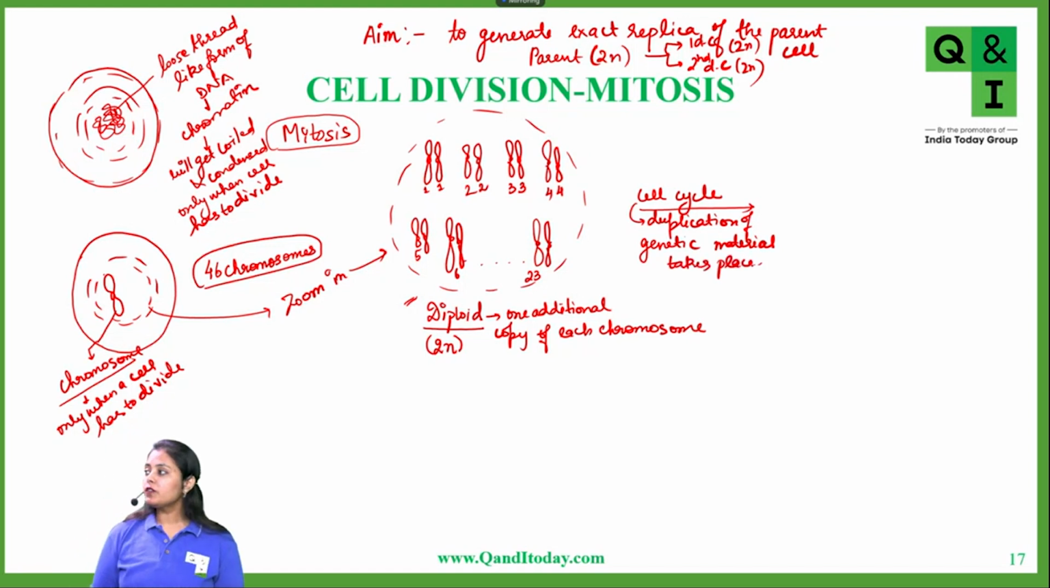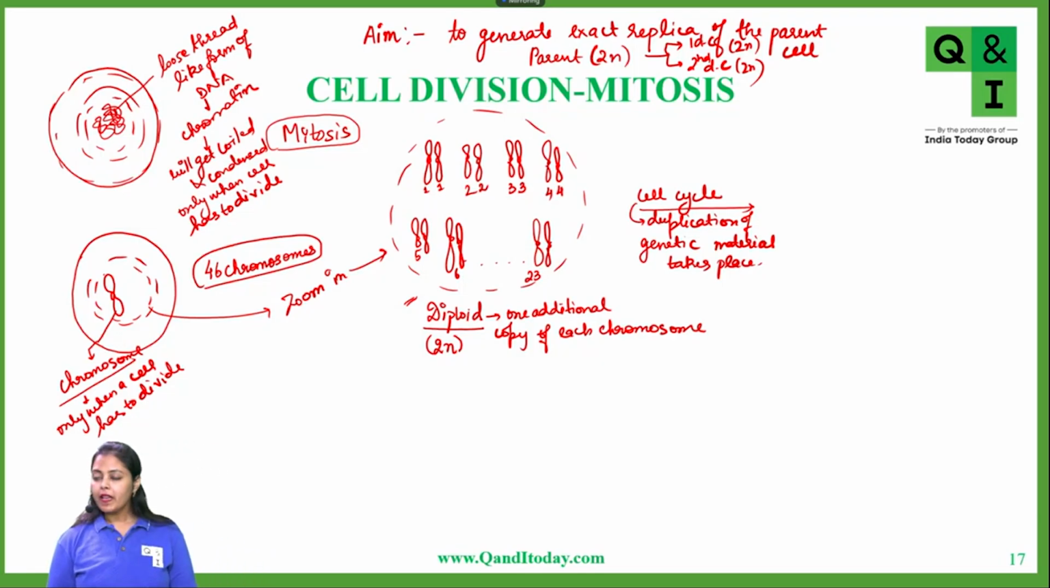Okay, students, if in the parent cell there are 2n, that means 46 chromosomes, then in both the daughter cells there will be 46 and 46 chromosomes. Now, how this process will occur, that I am elaborating right now.